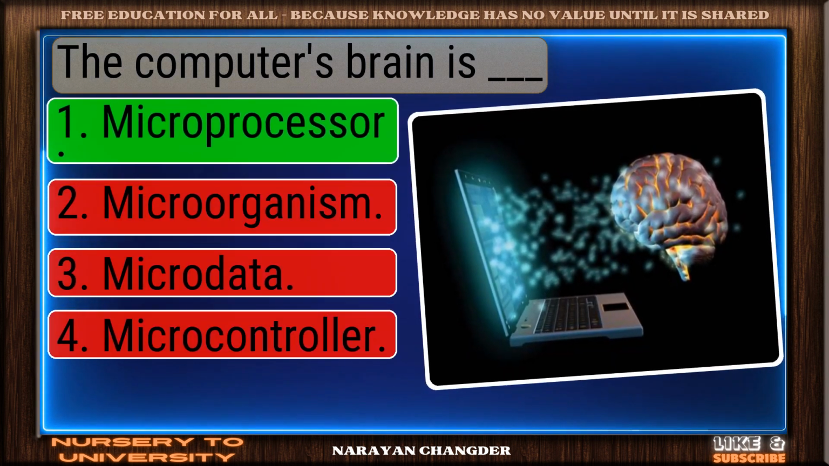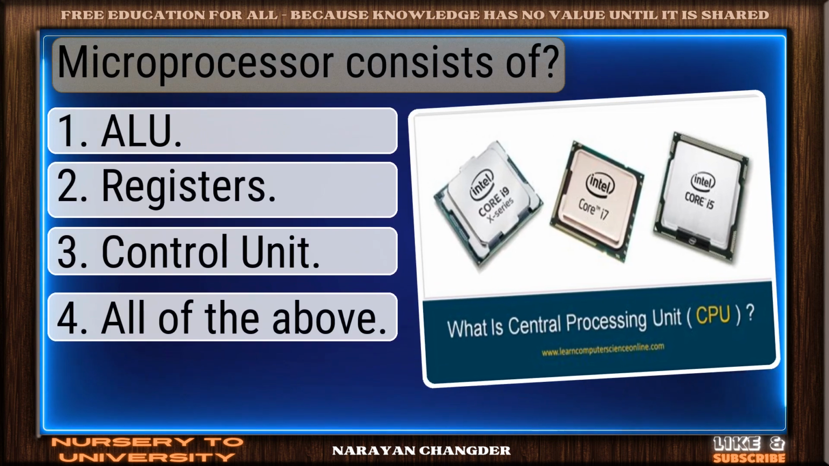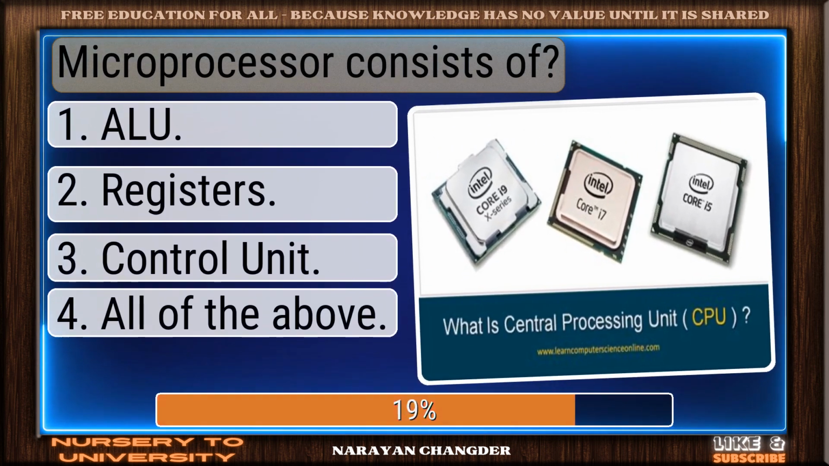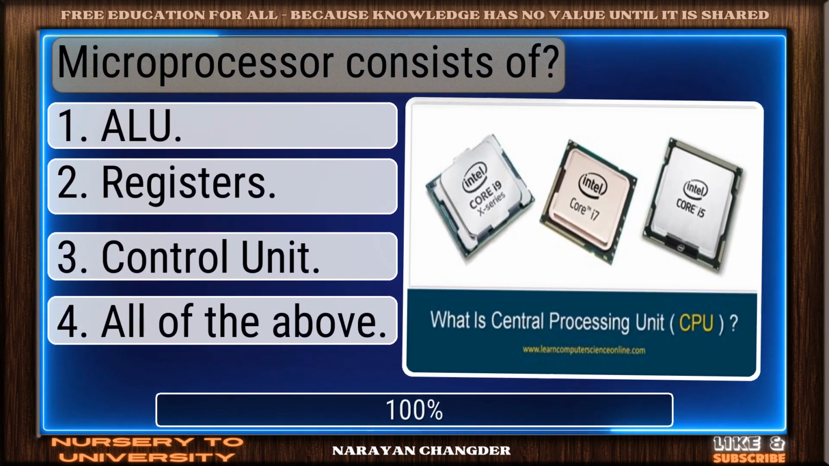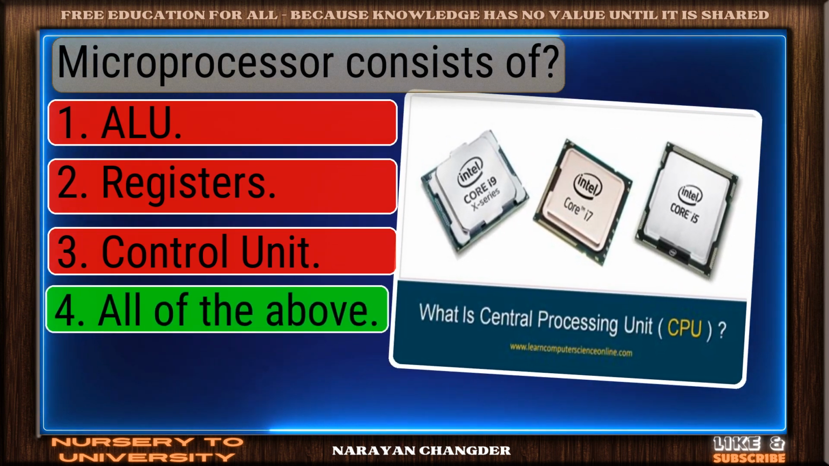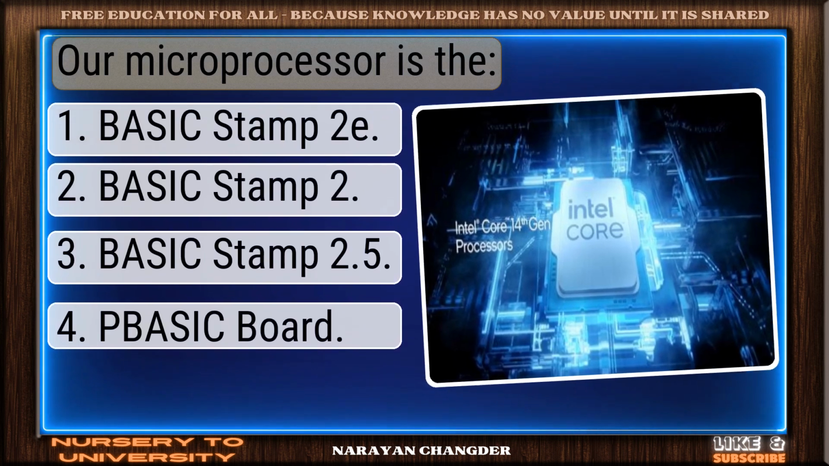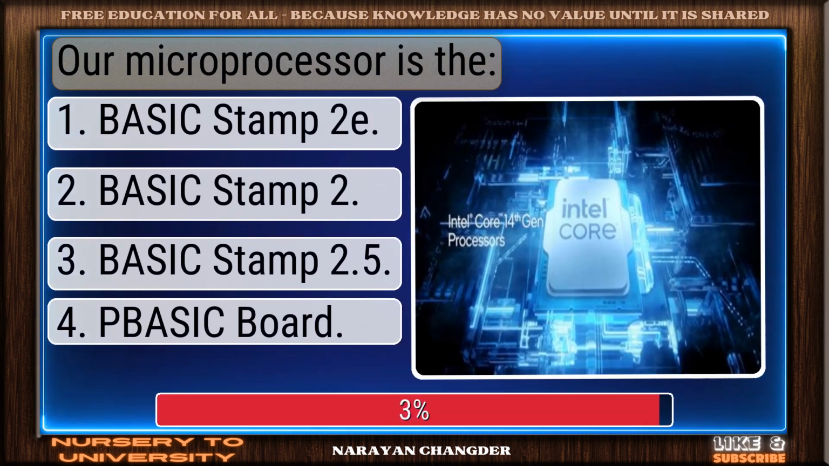On track. Microprocessor is the correct answer. Question number 75. Microprocessor consists of? Good job. Your answer, all of the above, works well here. Question number 76. Our microprocessor is the?